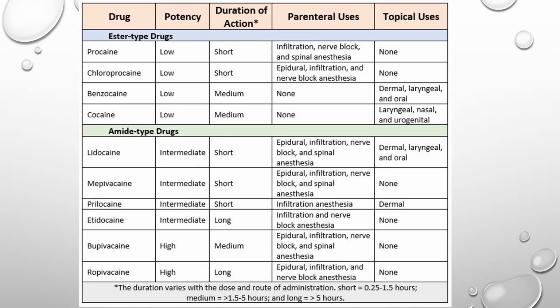In addition to chemical structure, local anesthetics can be classified by their potency and duration of action. As indicated in this table, low potency, short duration of action local anesthetics include drugs such as procaine and chloroprocaine. Intermediate potency and medium duration of action local anesthetics include mepivacaine, lidocaine, and prilocaine. High potency and long duration of action anesthetics include bupivacaine, ropivacaine, and etidocaine. It is important to understand these distinctions when caring for your patient so that you can anticipate the onset of symptoms associated with the wearing off of local anesthetic, as well as be proactive in treating pain.